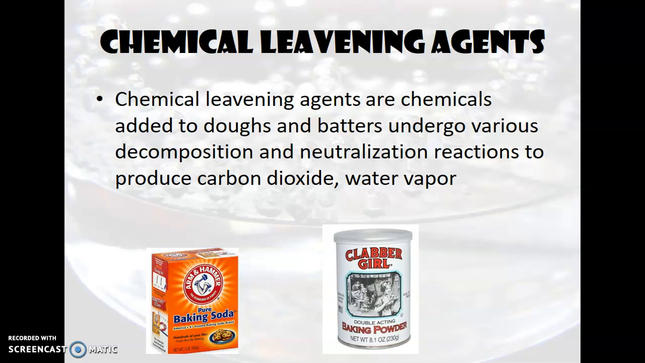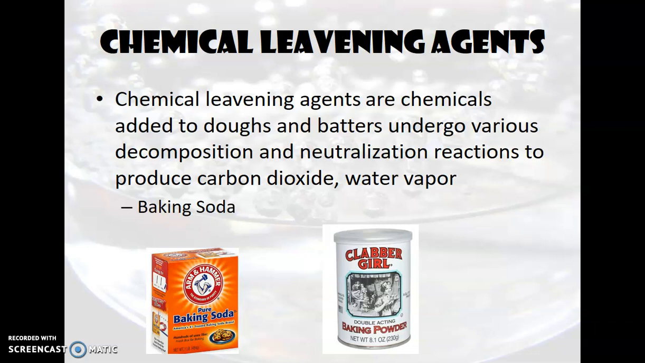Chemical leavening agents are chemicals that we add to doughs and batters that undergo what we call a decomposition reaction, which means that they're breaking apart, and neutralization reactions, which means that two things are kind of canceling each other out. And the big thing about a chemical leavener is that they all produce the same things. They produce either carbon dioxide, CO2, or they produce CO2 and water vapor at the same time.